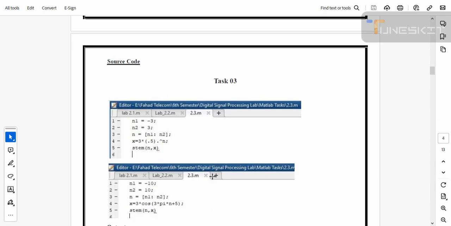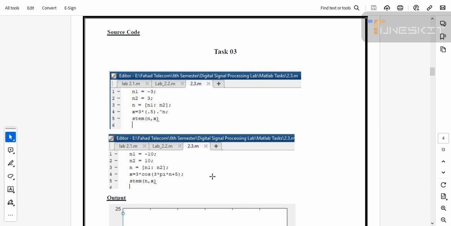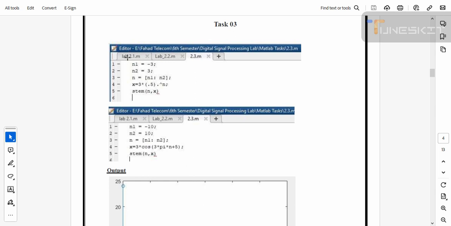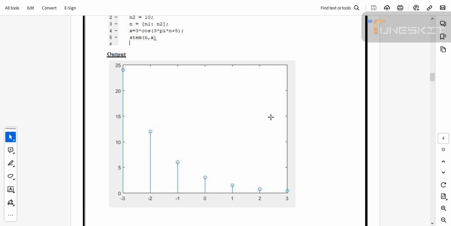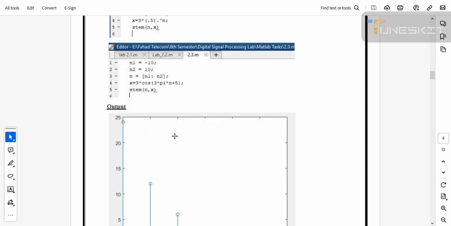In task number 3, n1 is equal to -3 and n2 is equal to 3, where n is the total range -3 to 3, while the given condition is x equal to 3 power 0.5 into power n, and we are using the same stem command for plotting the discrete function. When we run this first code, we obtain this graph, which is decreasing, as it ranges from -3 to 3 and the graph is decaying. So it is basically a decaying function.